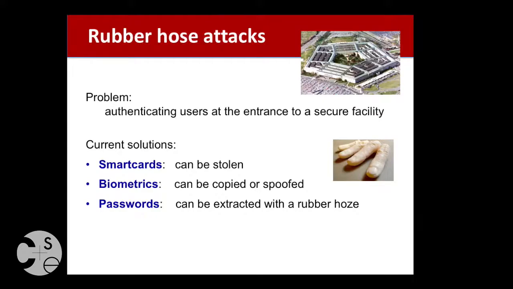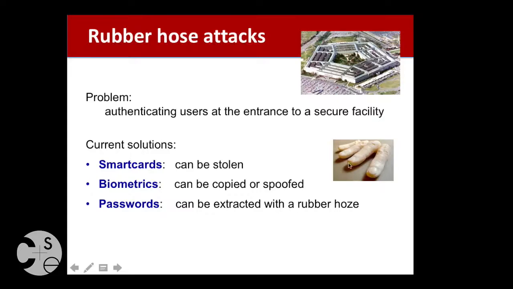So what is rubber hose resistant crypto? The problem I want to tell you about is the question of authenticating someone at the entrance to a secure facility. Think of someone walking into the Pentagon or the NSA, and the guard wants to authenticate that this is really a Pentagon employee. How do you do it? Well, you can give an employee smart cards, and then the employee uses a smart card to authenticate themselves. But of course, smart cards can be lost or stolen, so that's not a perfectly secure way to do things.